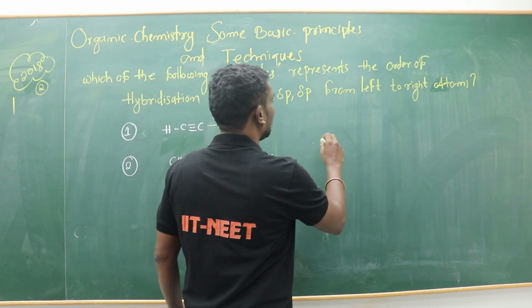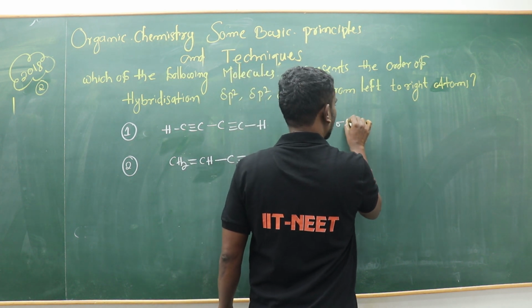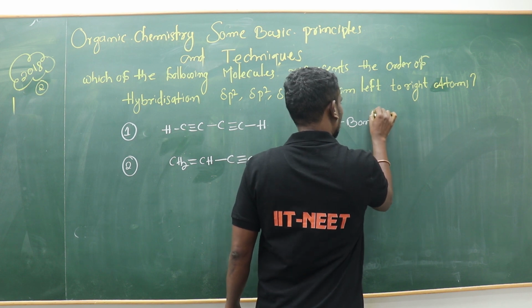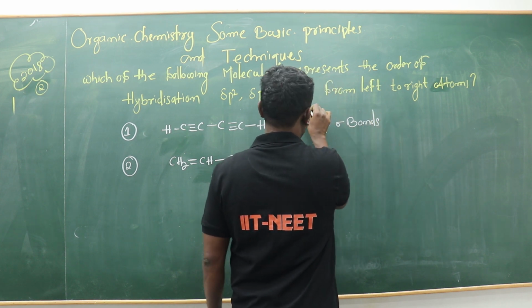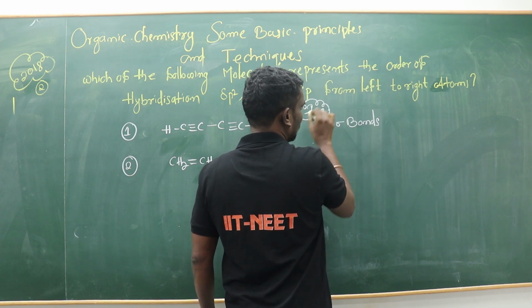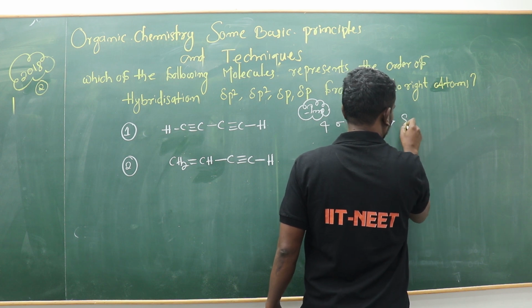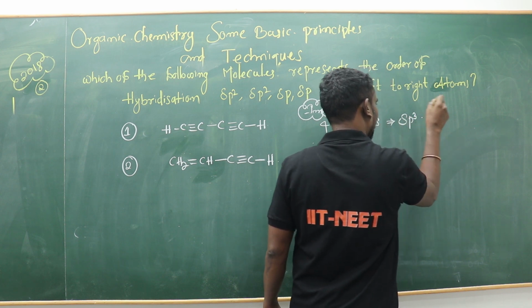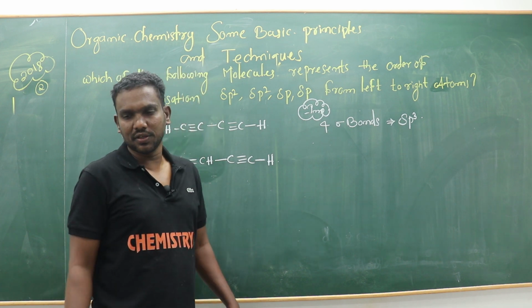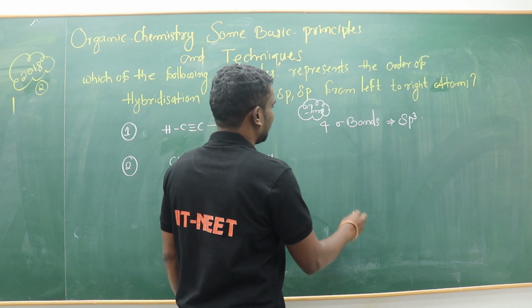See here, 4 sigma bonds. Make a note, important beta. This is very important. ध्यान देना इस पे. 4 sigma bonds that belongs to what? sp3 hybridization. Is it clear? Right? Now observe careful beta.